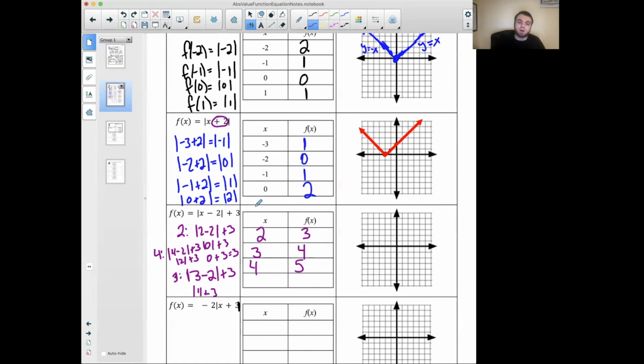Why would I try 1? Well, 1, when you plug it in, gives you the same thing as -1. So I'm just going to erase this so I have some room. When I plug in 1, here's what I get. I get 1 minus 2. But inside of the bars, that gives me -1. And -1 has the same absolute value as +1. It's 1. So I get 1 plus 3, which is again 4.